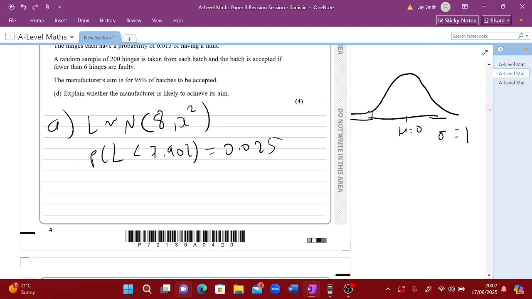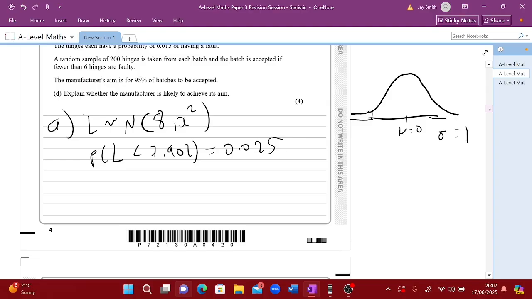Oh, where's my pen gone? Where'd my pen go? Hang on a second. Okay, I found it. Sitting on it.